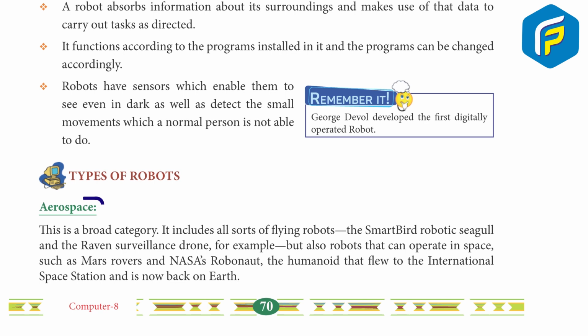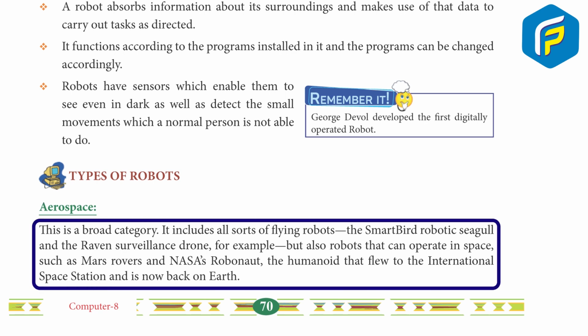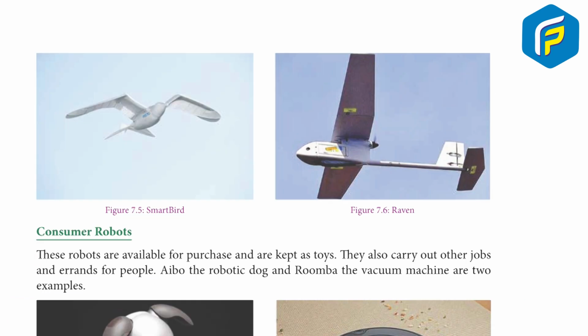Types of robots. Aerospace. This is a broad category. It includes all sorts of flying robots, the SmartBird robotic seagull and the Raven surveillance drone, for example, but also robots that can be operated in space, such as Mars rovers and NASA's Robonaut, the humanoid that flew to the International Space Station and is now back on Earth.